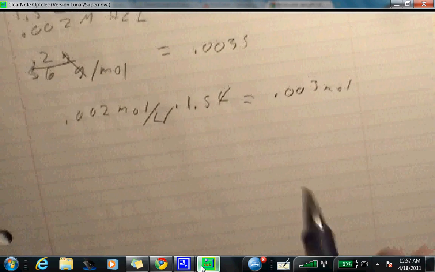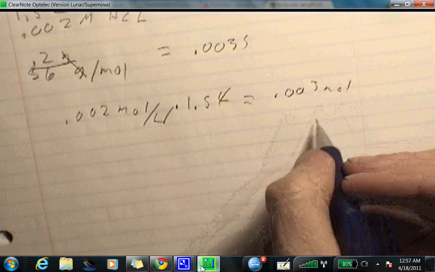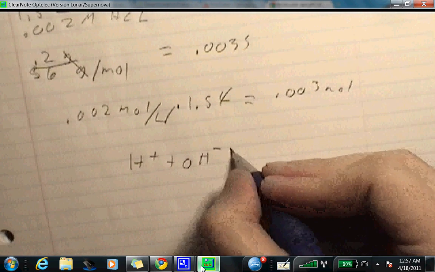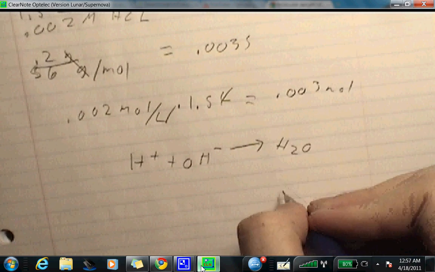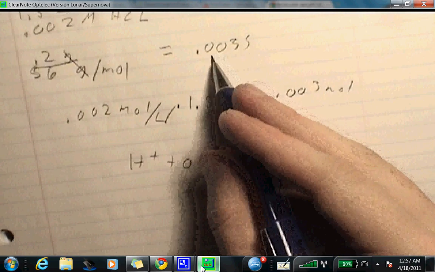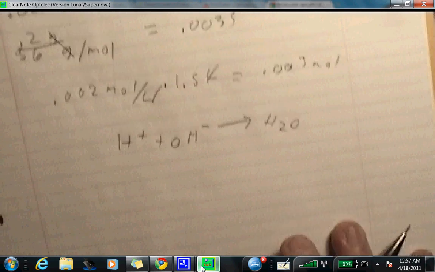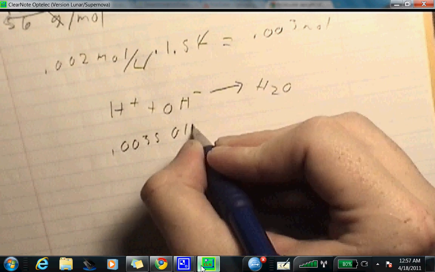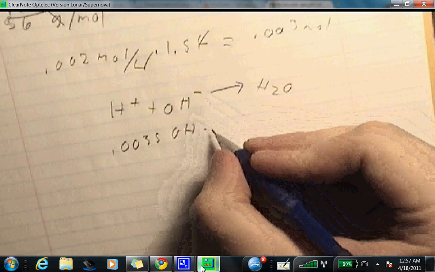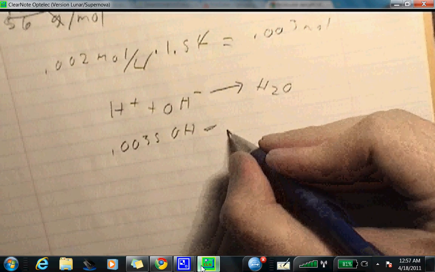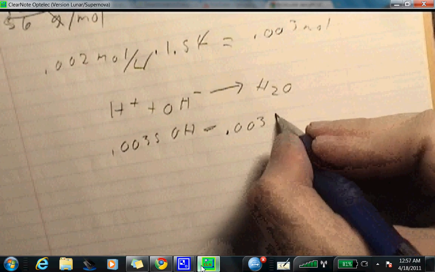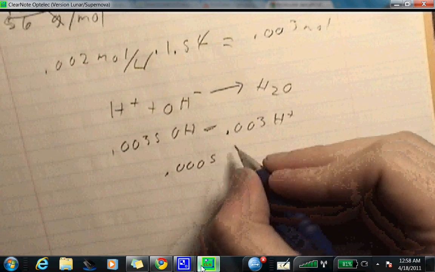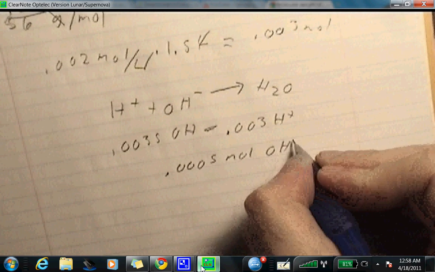So now looking at this, we can see that our limiting reagent, as H plus and OH minus react, is going to be our HCl. So we're going to be left over with a remainder of 0.0005. So I'm going to do 0.0035 moles of OH minus minus 0.003 moles of H plus. This is going to leave me with 0.0005 moles of OH minus in excess.